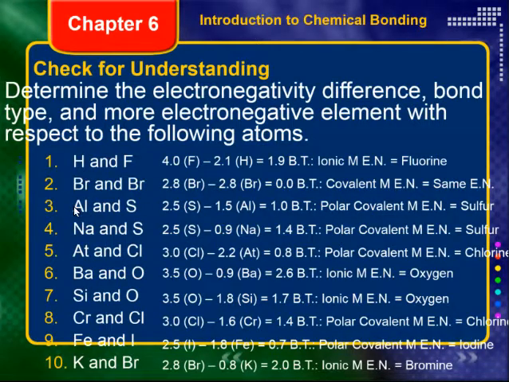Number 3, aluminum and sulfur. Sulfur coming in with an electronegativity value of 2.5. Aluminum coming in with a 1.5. The difference is 1.0, making it a polar covalent bond. The more electronegative atom is sulfur.